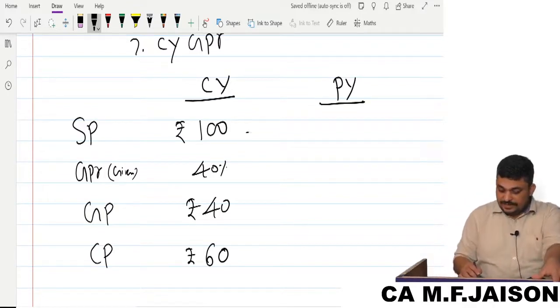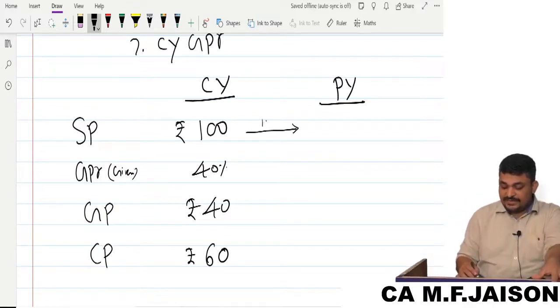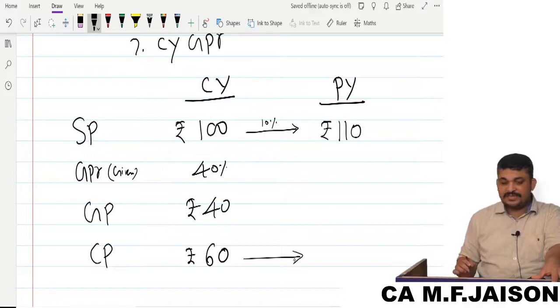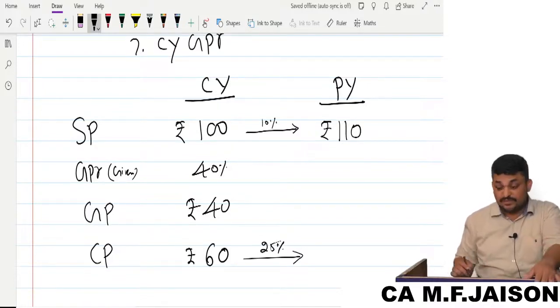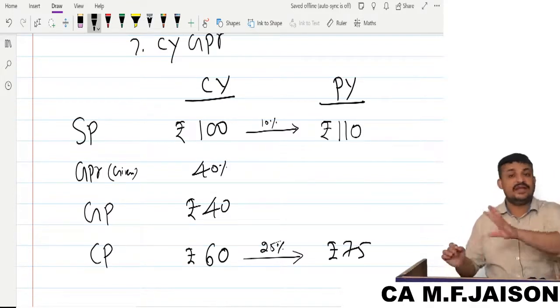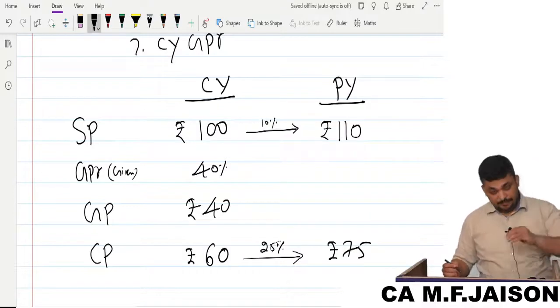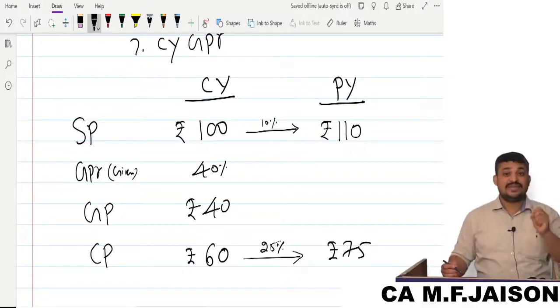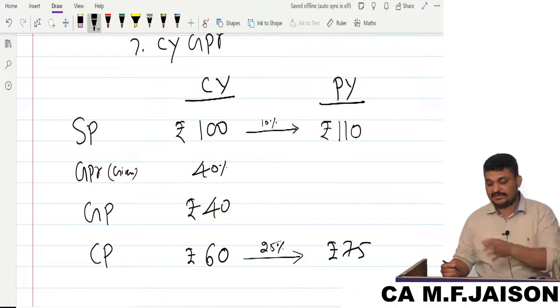Now, selling price increased by what percentage? 10%. So what is the new selling price? 110. Cost price increased by what percentage? 25%. What is the amount of increase? 25% of 60 is 15 rupees. So 60 plus 15 is rupees 75. So please be very careful, my dear friends. It is not 60 plus 25, 85. It is 25% of 60, which is 15. So 60 plus 15 is 75.